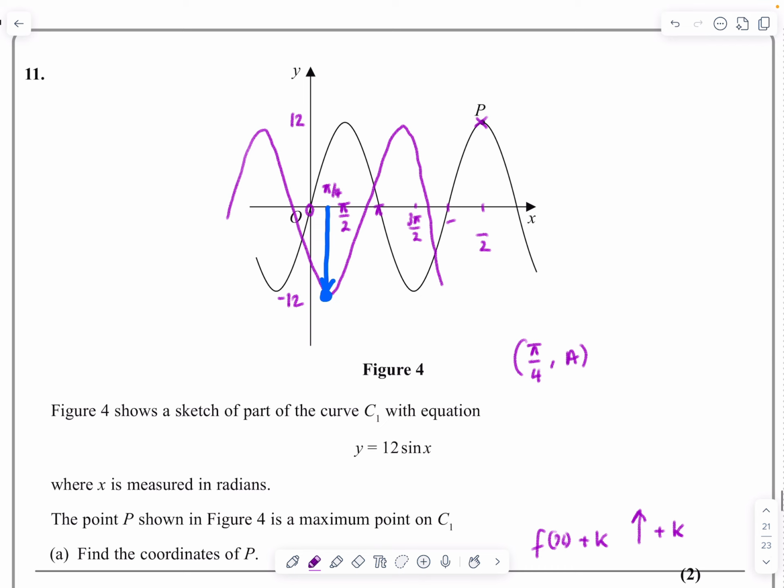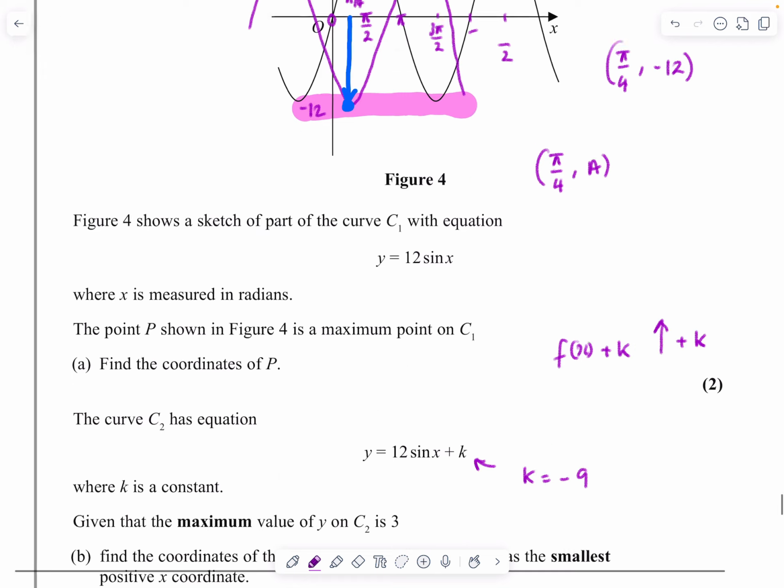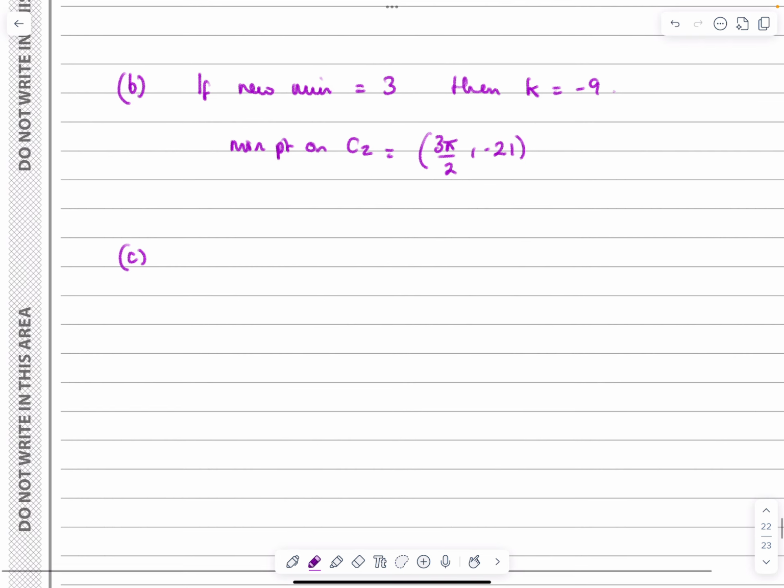Well, let's do a first of all, because a is fairly straightforward. When I've moved that point over, it hasn't made any difference to the y value. So my new point is pi over 4, minus 12. I can see that that's going to be the point pi over 4, minus 12. So a is going to be equal to minus 12. Let's go and put that in. So for part C, a is equal to minus 12 because there's no change in y direction.